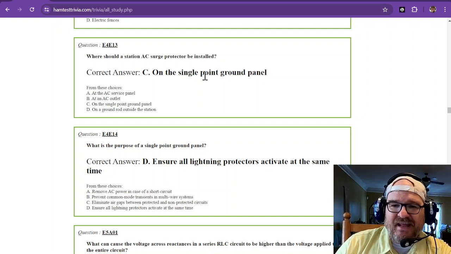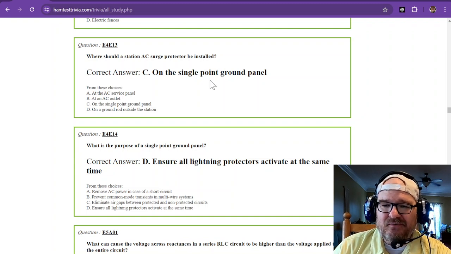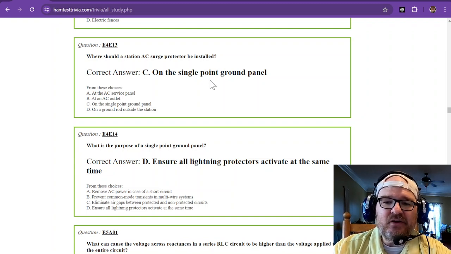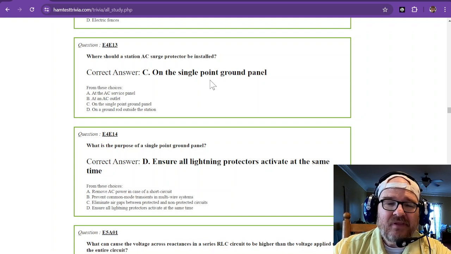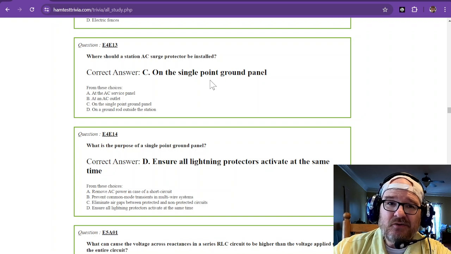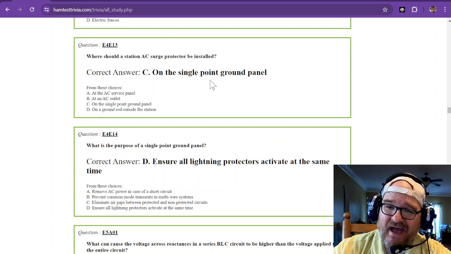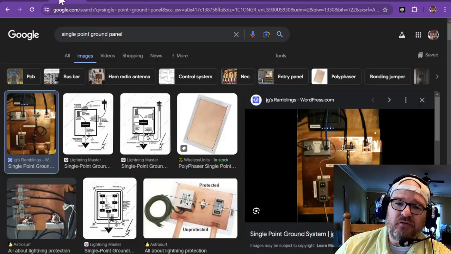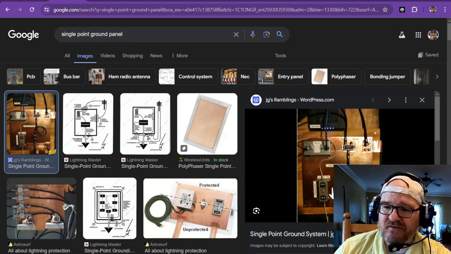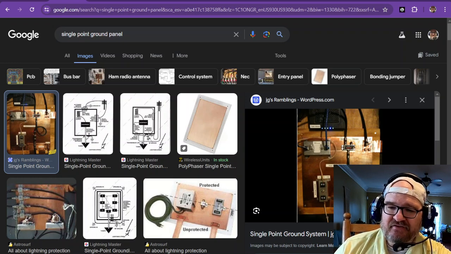Where should a station AC surge protector be installed? And the correct answer is on a single point ground panel. Now, the single point ground panel is usually supposed to be located on the outside of the house. So you would want that to be in a weather-protected box. I Googled some pictures of what single point looks like, and you can see that this panel has all of the grounding for that station in one place. Everything to the bottom of this is unprotected. So when lightning strikes, boom.